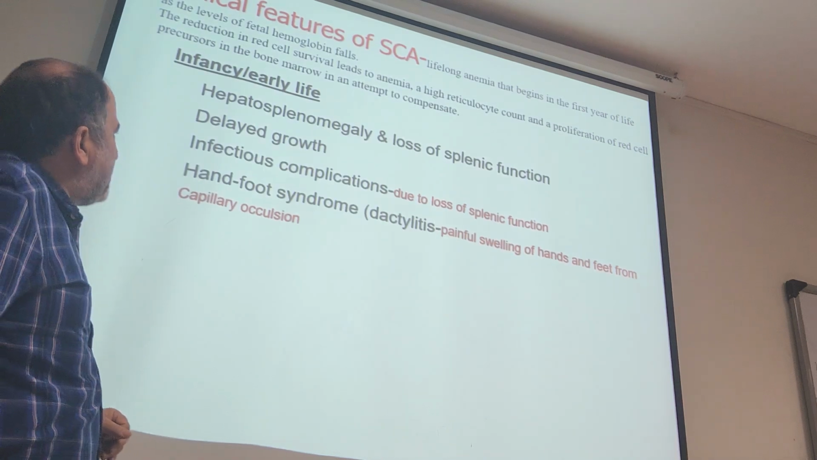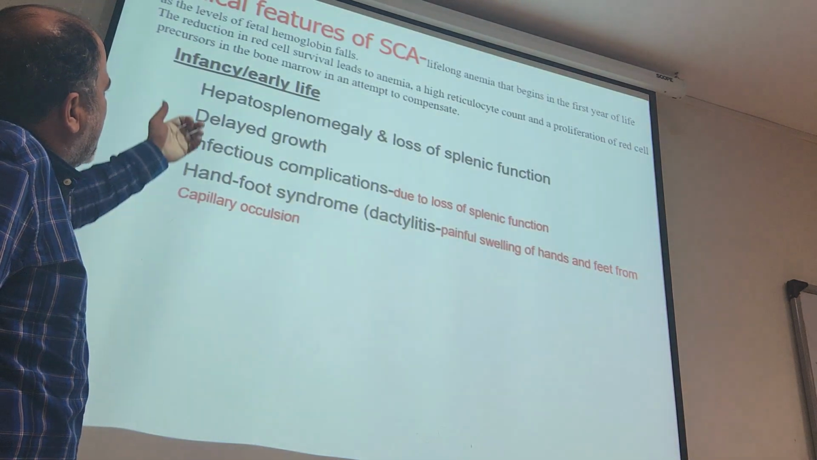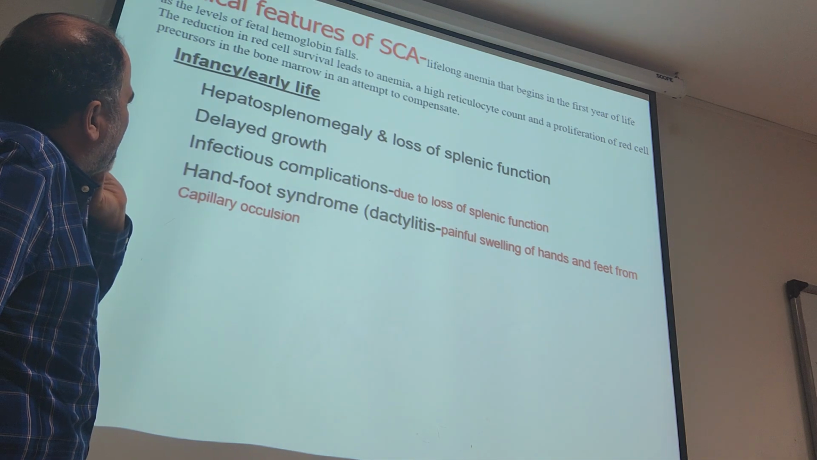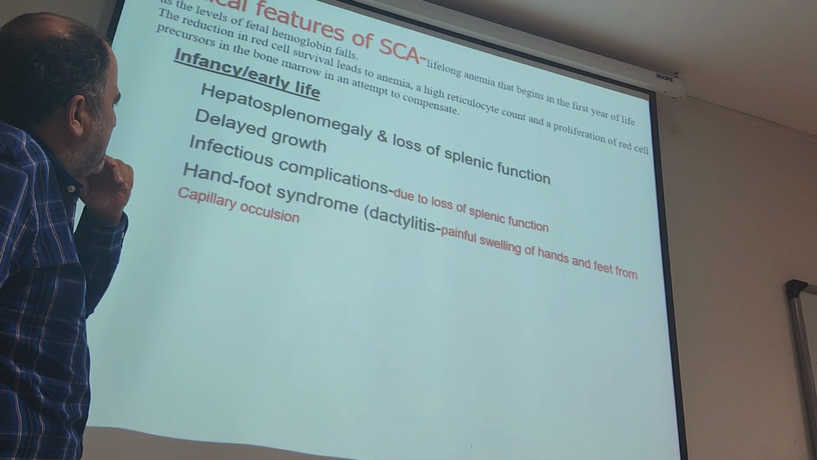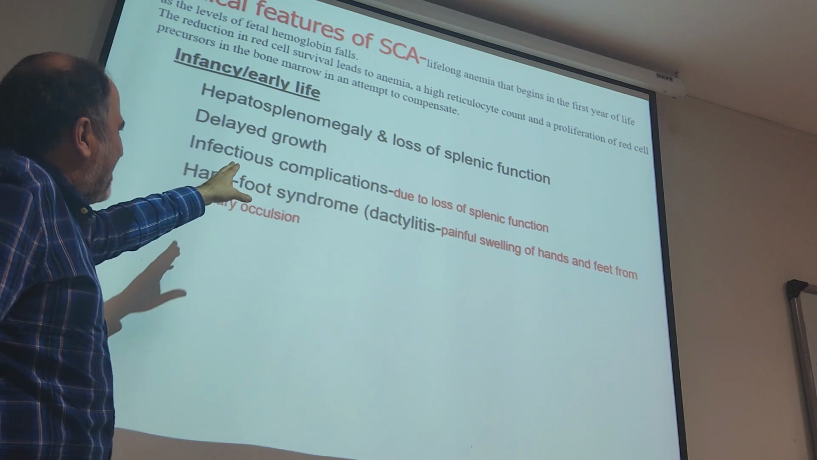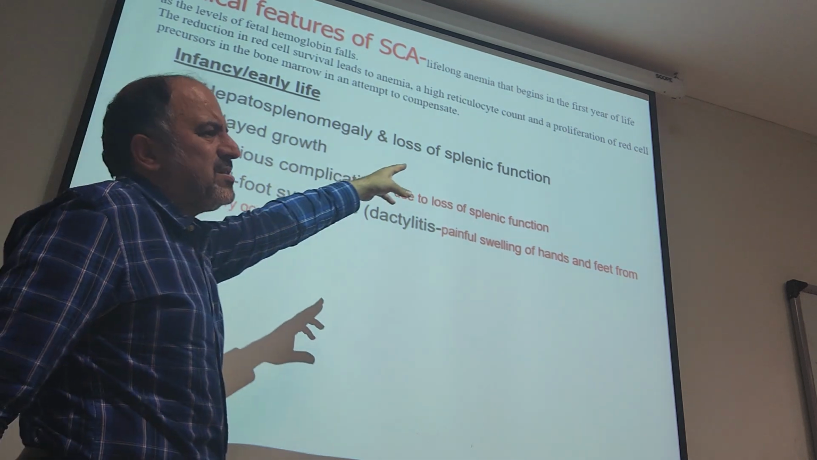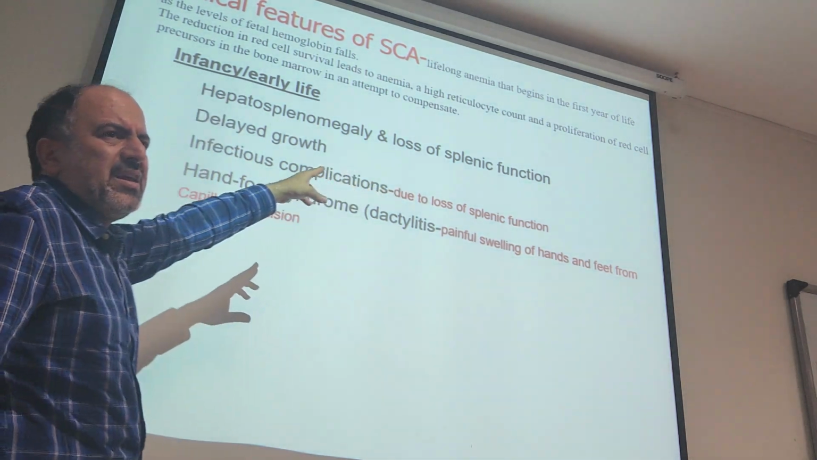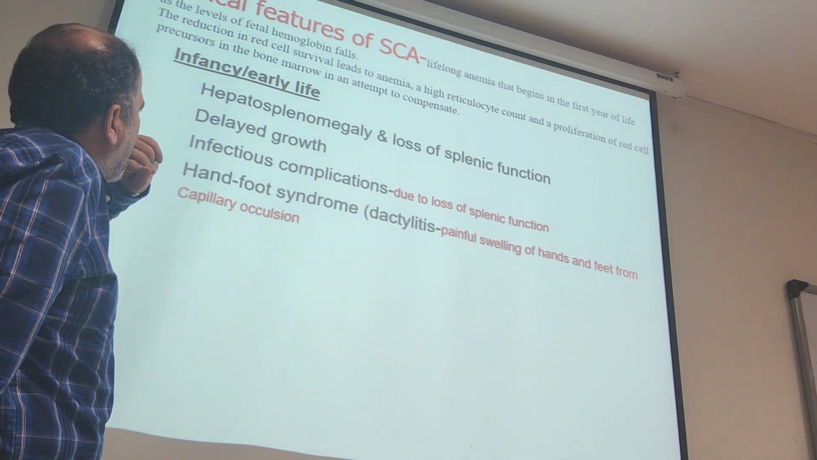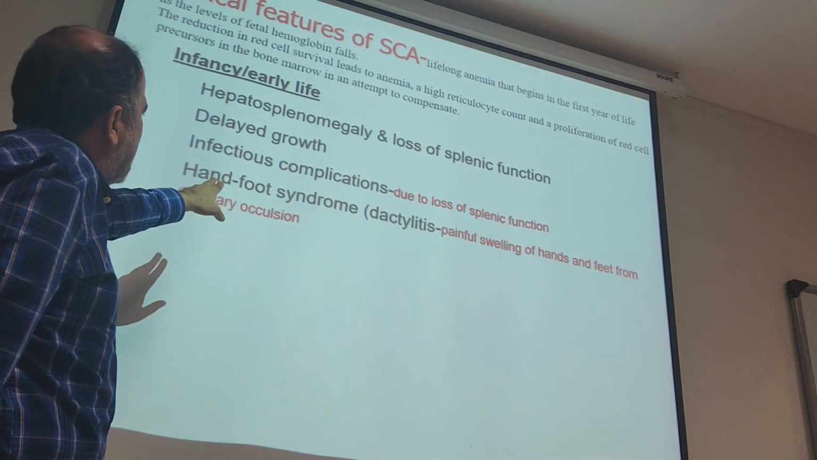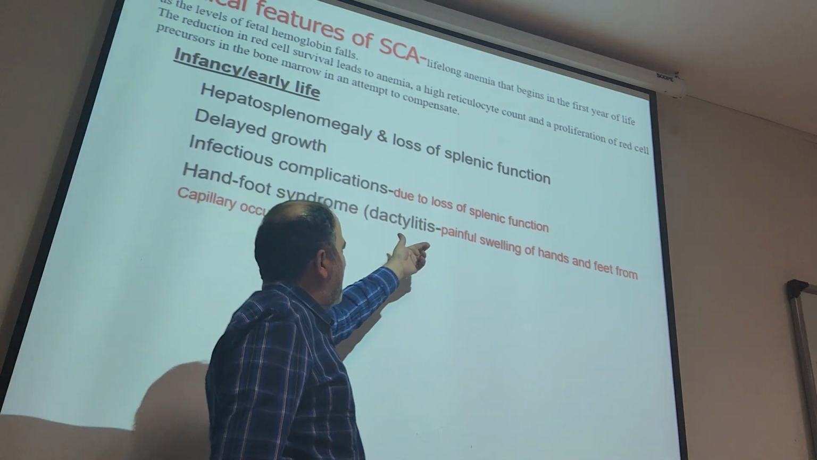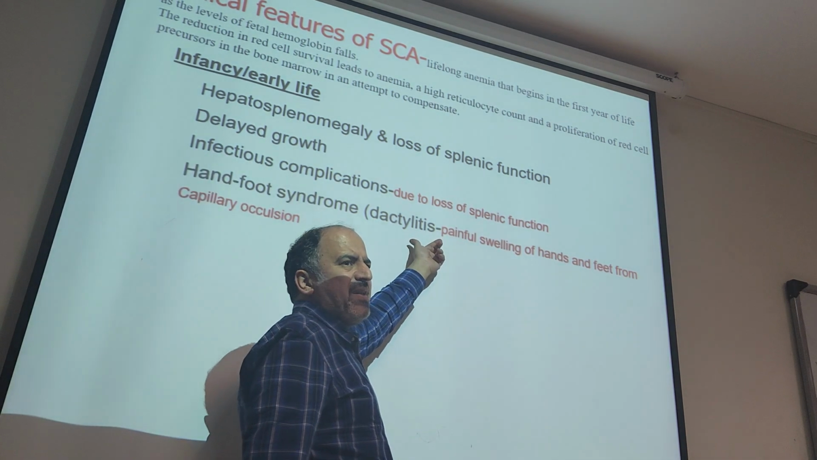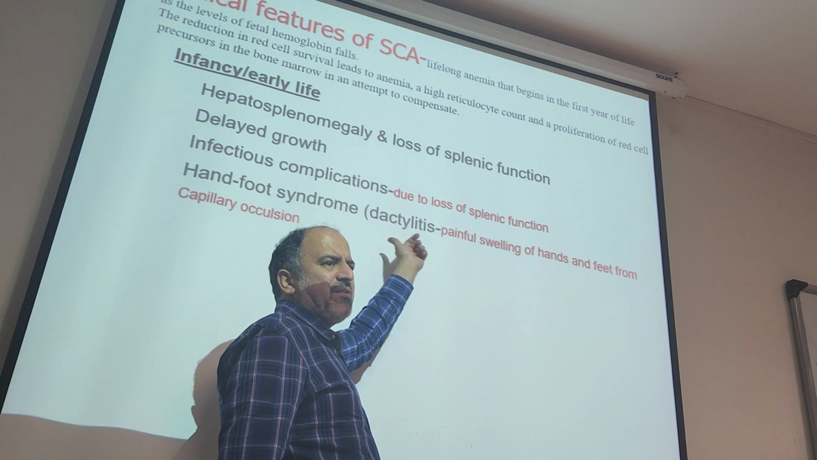So this patient in infancy, early life, will go for hepatosplenomegaly. The function of the spleen is not good enough. They are at risk for infection because the spleen is not removing any invader. Delay in growth, hand-foot syndrome, or dactylitis. Itis means inflammation in the finger.